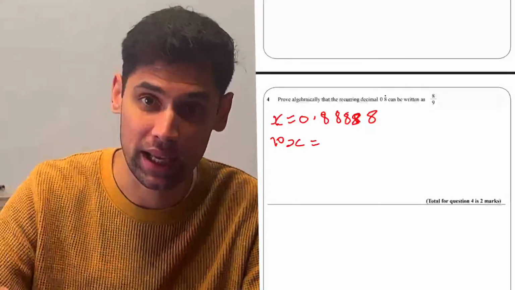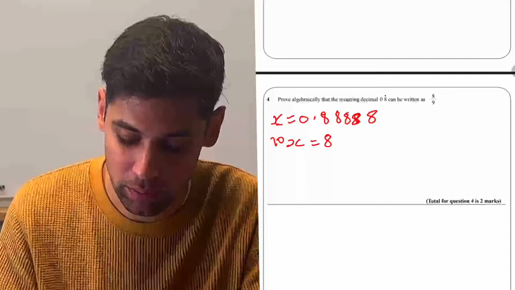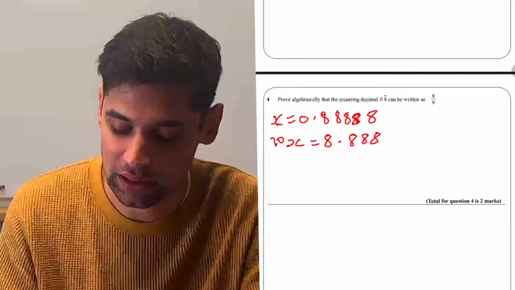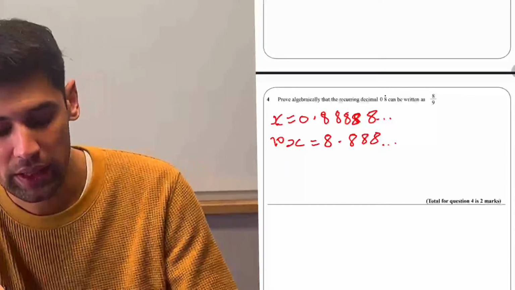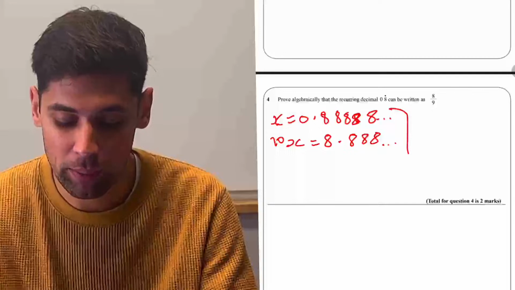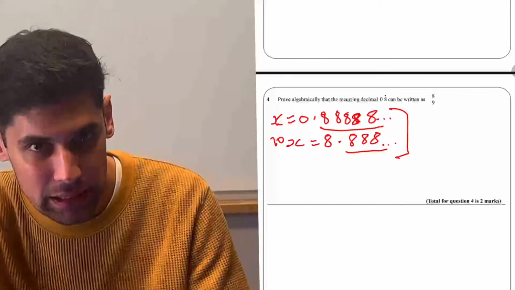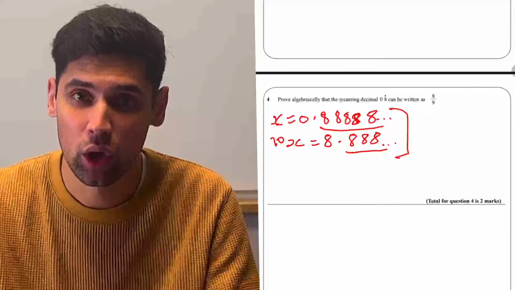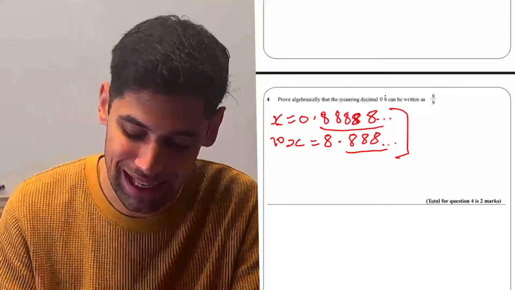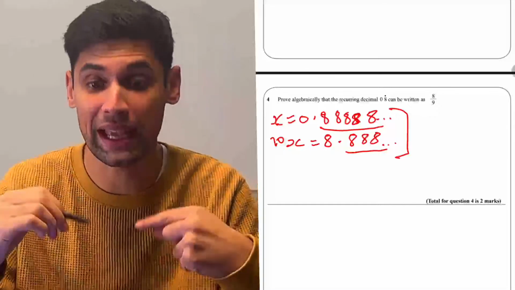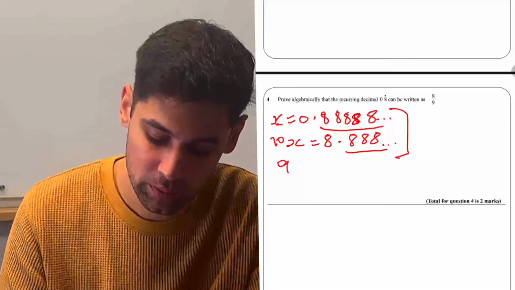So we times x by 10, we get 10x. We times 0.8 recurring by 10, we get 8.888, etc., going on forever. We're already there. We're already at the stage where these two numbers are both exactly the same after the decimal point. They are both 0.8888. So because we've reached that stage, we can subtract these lines from each other. So we're going to do 10x, this bottom one, take away the one above it. So 10x take away x is 9x.